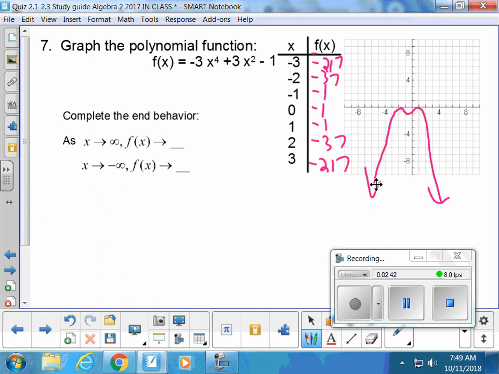All right, let's talk end behavior. As we go to the right, this is what this says, as x approaches infinity. So as we go to the right, what's happening to the y values? Down to the ground, so negative infinity. All right, as x approaches negative infinity, or as we go to the left, what's happening to the y values? Going down, negative infinity. Okay.